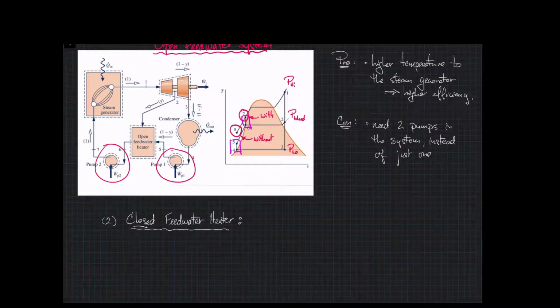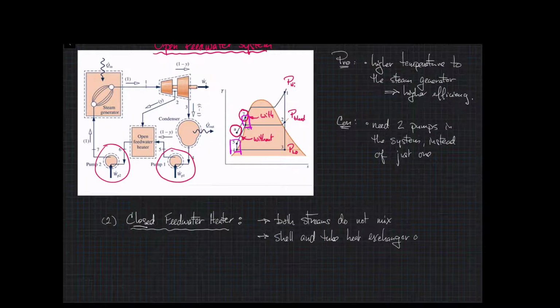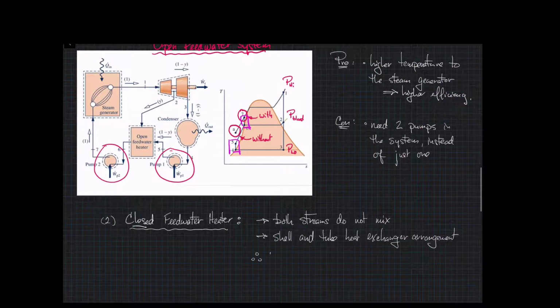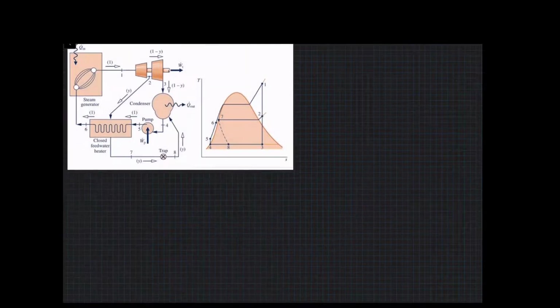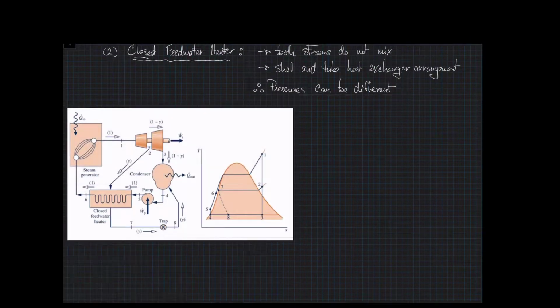And in the closed feed water system, as the name suggests, the two streams do not mix as they did in the open one. Typically, this is a shell and tube heat exchanger arrangement, like we've talked about before, so that the pressures of both streams can now be different. So the benefit there is that we can make do with a single pump. That pump is going to push the condensate straight through to the steam generator, since it doesn't have to interact with the steam coming out of the turbine directly.